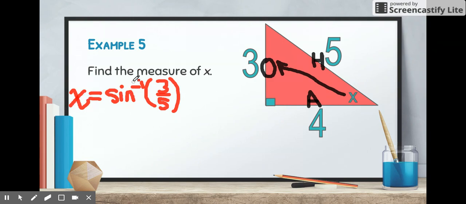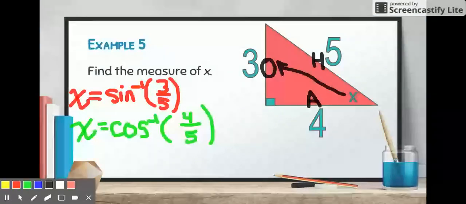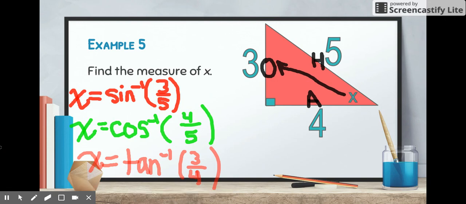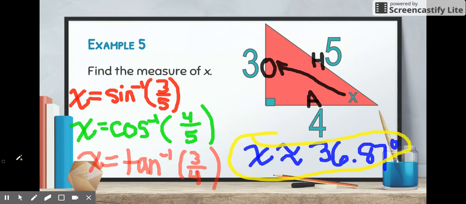So over here we have x is equal to sine inverse of 3 over 5. X could also equal the cosine inverse of 4 divided by 5. And finally, you could find it by doing x equals tan inverse of 3 divided by 4. And no matter which of these three inverse trig ratios you use, you should find that x is approximately 36.87 degrees.